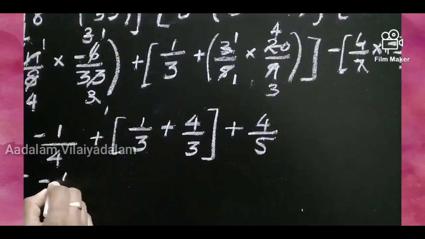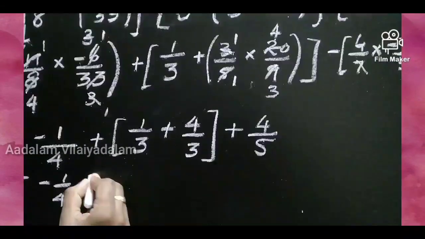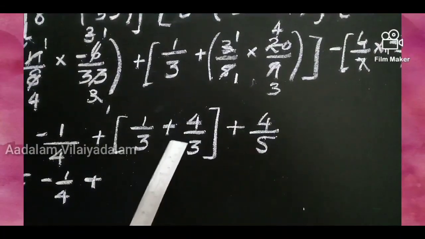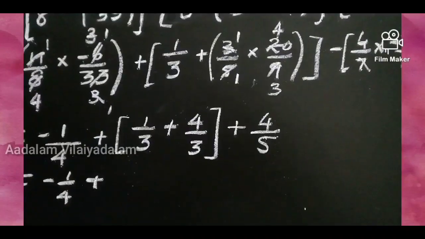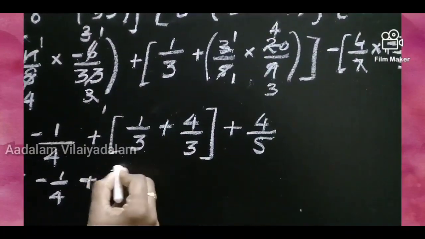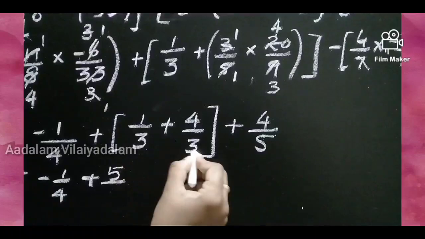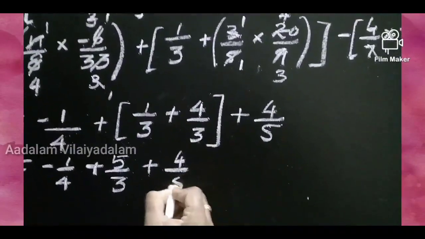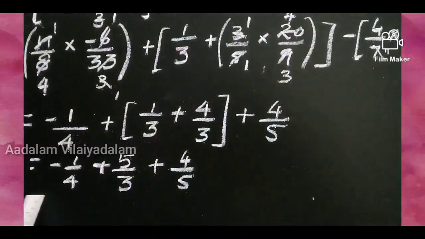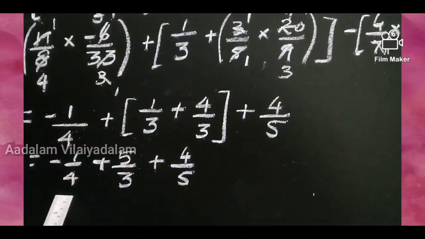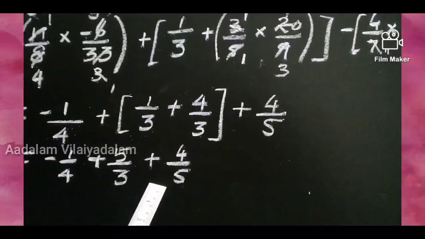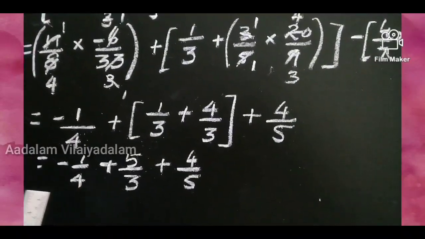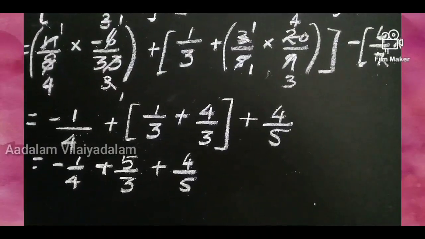Now −1/4 plus, here the denominator is the same, so under addition we have to add the numerators. So 4 plus 1 is 5, 5 divided by the common denominator 3, plus 4/5. Now we have to add the 3 rational numbers: −1/4 + 5/3 + 4/5. Here 4, 3, 5 are different denominators. We have to arrange the same denominator.